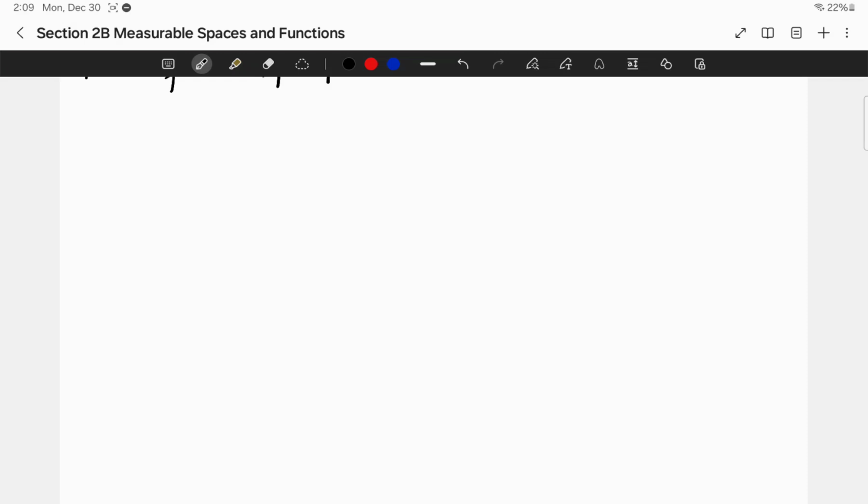Now that we are done with the measurable spaces, which is an ordered pair of a set X and the sigma algebra on X, today we tried to check what measurable functions are, but before then we would like to do a quick revision on inverse image.